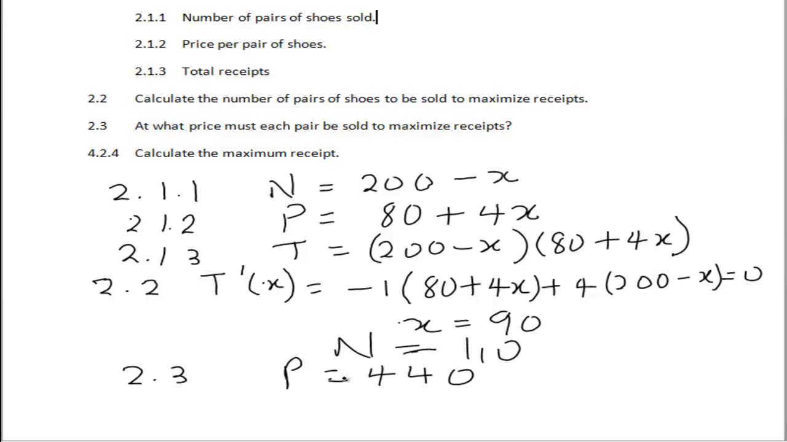And then we are being asked to calculate the maximum receipt, which should actually be 2.4. So we'll make the necessary adjustment, 2.4, and that would be the product. So the maximum receipt would be the product of the number of pairs of shoes and the price per shoe, which is 440 times 110, giving us 48,400 rands.